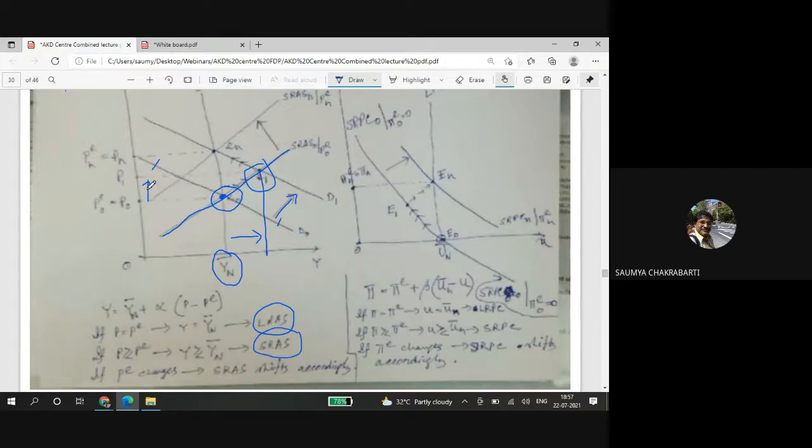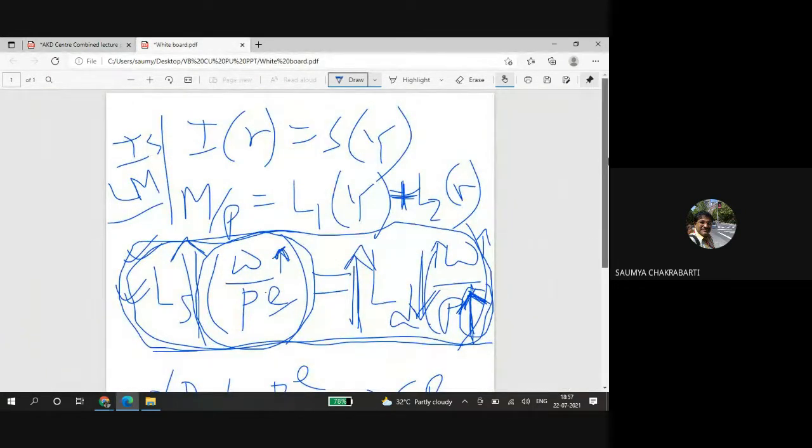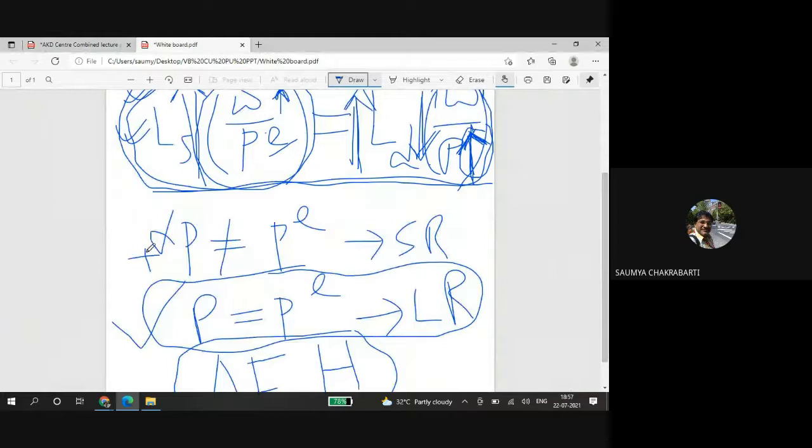And what is happening here? The actual price is not equal to the expected price. So which case do we have? We have this case actually. It's not the long run, because we are violating this now. P is not equal to P expected.